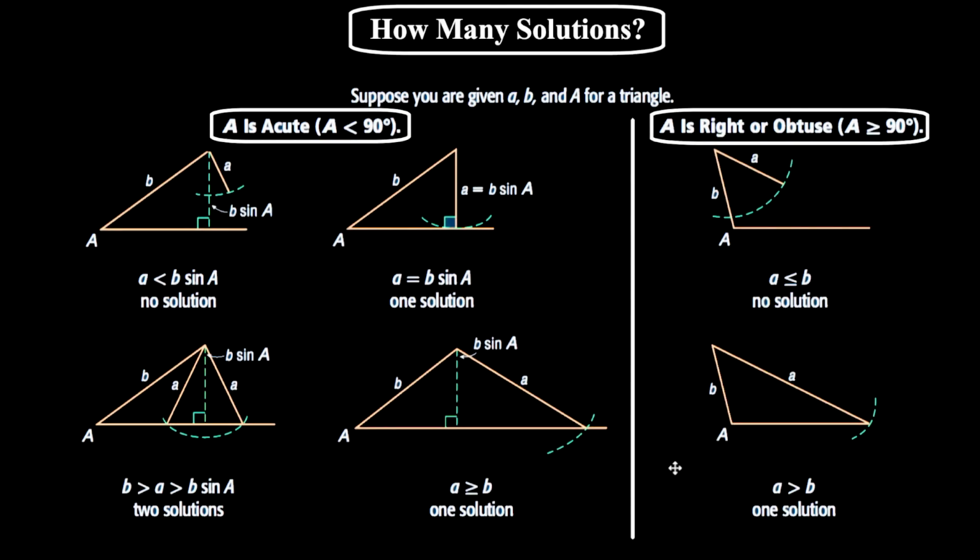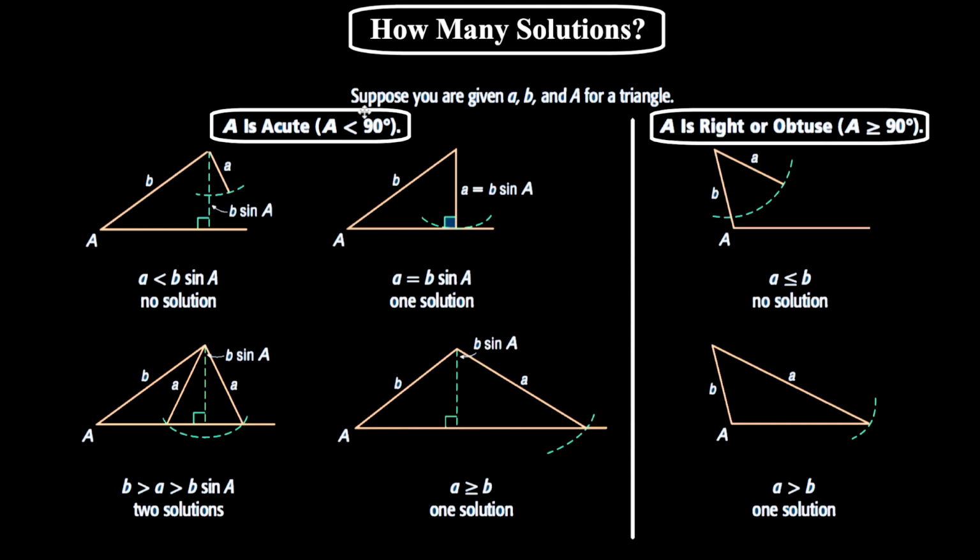So here is how you're going to figure out how many solutions a triangle has. I'll walk through this with you here. There are two sides. If A is an acute angle, so if it's less than 90, we're on this side. If we get a right or obtuse angle, so if it's 90 or more, we're going to be over here on the right side. Let me just walk you through the acute angle scenarios.